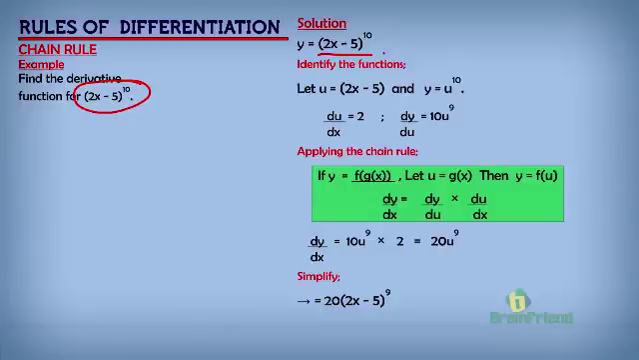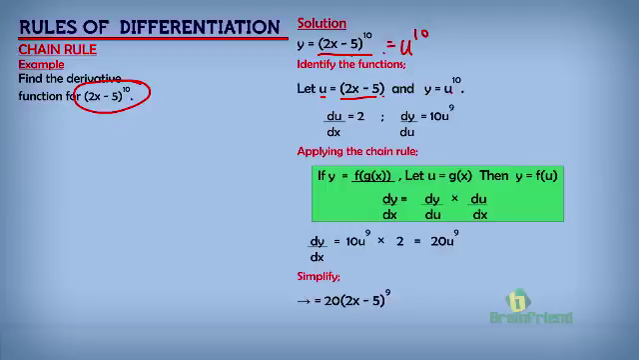The inner function here is what? 2x minus 5. Let u be that inner function. So u is 2x minus 5. And y therefore would be what? If y is 2x minus 5 raised to the power 10, and we've been told that 2x minus 5 is u, it therefore means that our y is u raised to the power 10. So this has helped us to simplify it while we go further to work it out. So we have u as the inner function and y as u raised to the power 10.